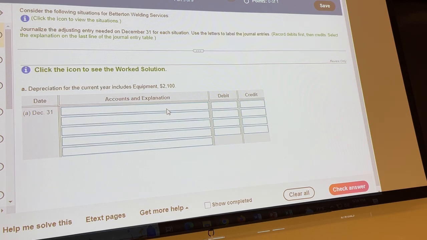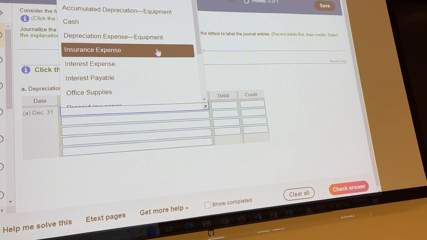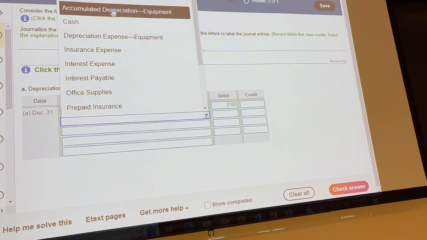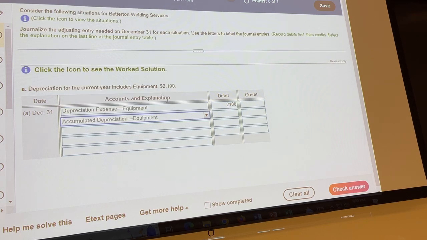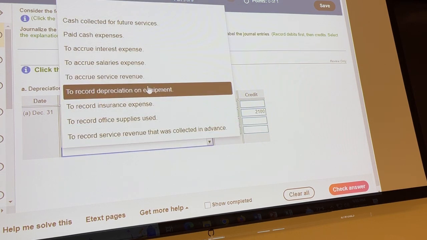So we know the account that we will debit is always the one that says depreciation expense, equipment 2100. And then the account that we credit is always the one that's called accumulated depreciation for the equipment. And then at the bottom we can put to record depreciation on equipment.